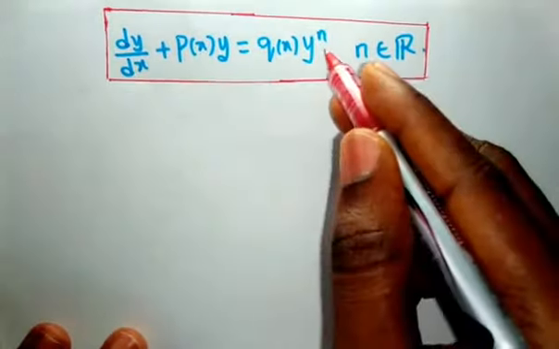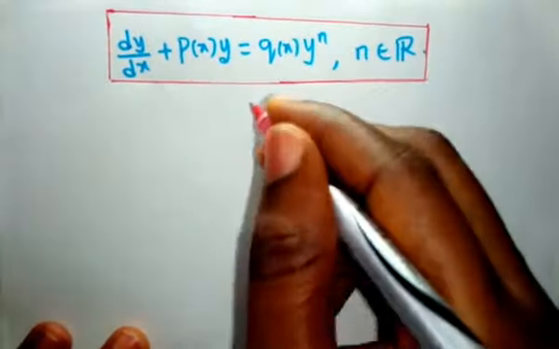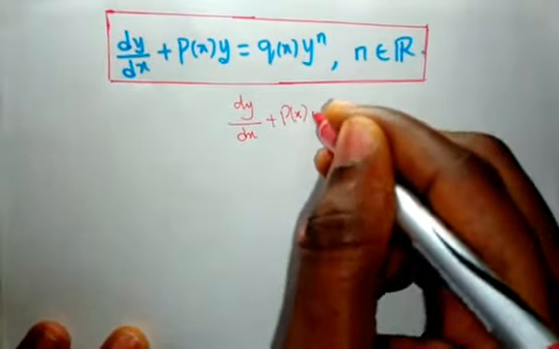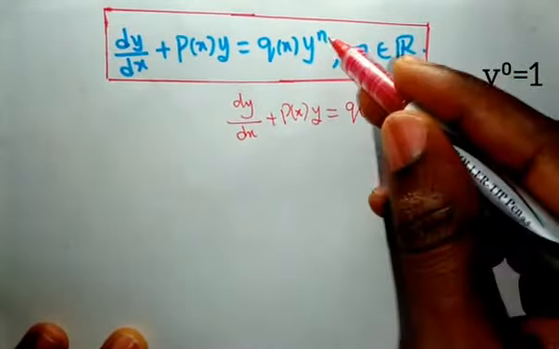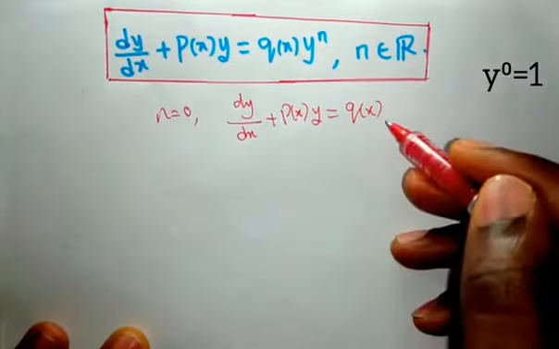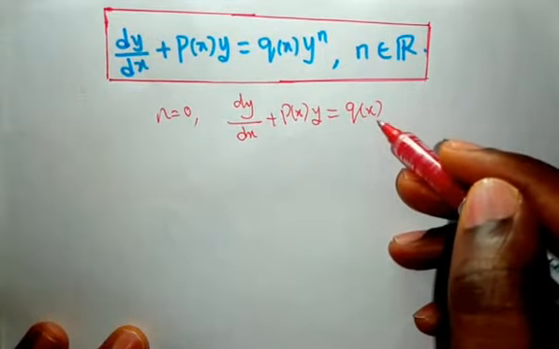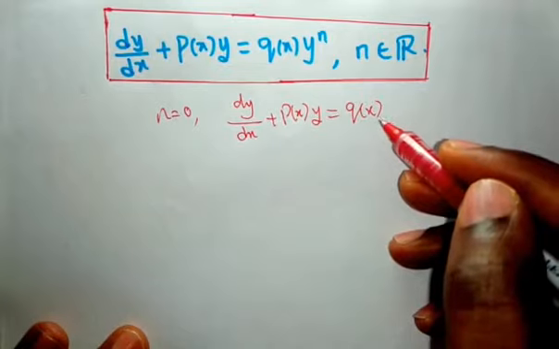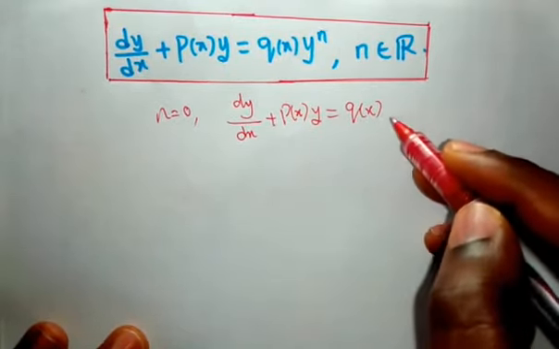Now we observe that if n equals 0, this equation becomes dy/dx + p(x)y = q(x). For n equals 0, we have this, and this is the standard form of a first order linear equation. We treated this in the previous video. You can check the link to this video in the comment section.